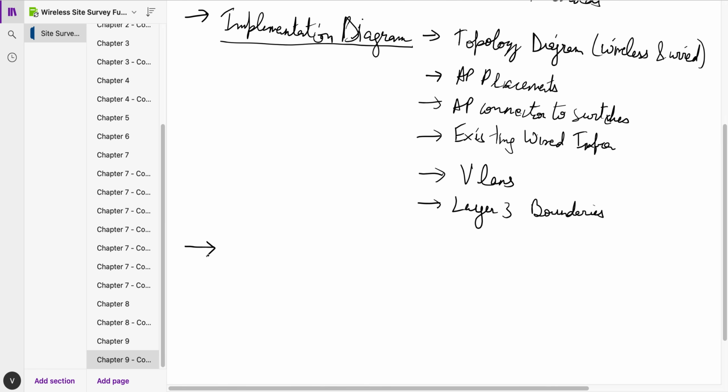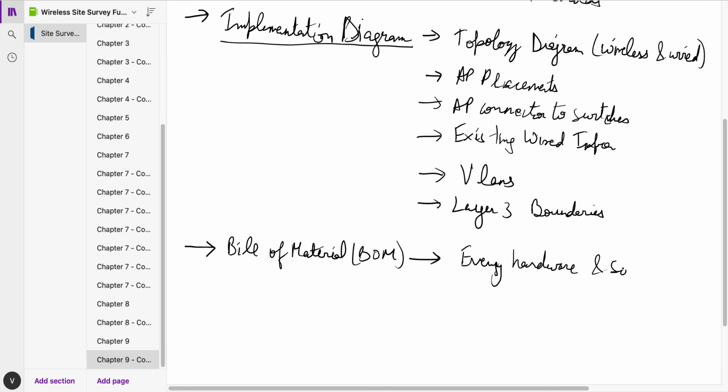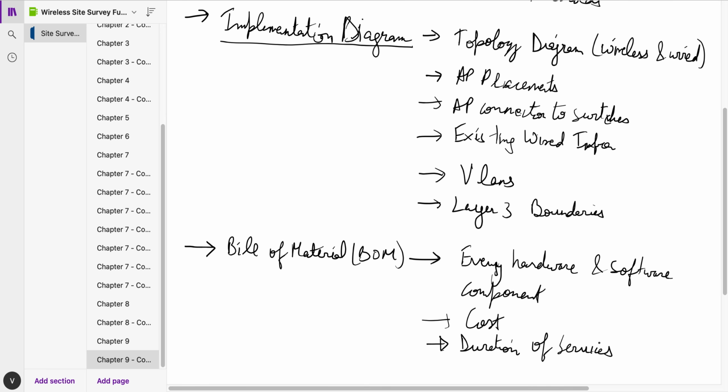The next thing which you should spend more time on is the bill of material, also known as the BOM. This becomes important, and this is basically to itemize every hardware and software component necessary for this particular network. Talk about the cost of it, and talk about the duration of the services that you're buying, like the number of years.